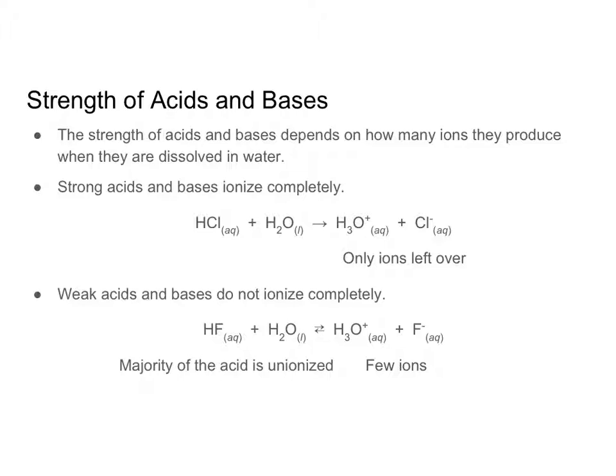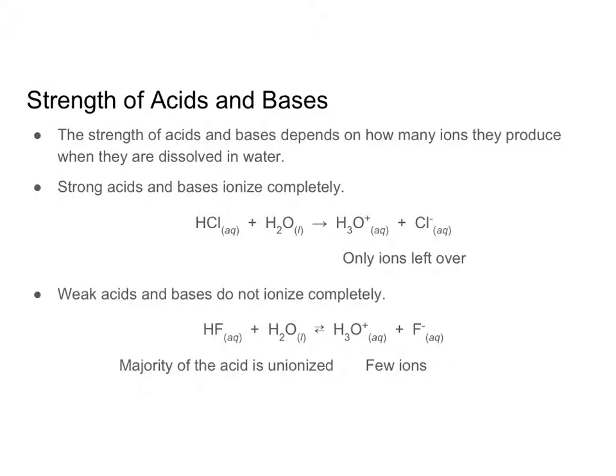Yesterday, we briefly discussed the idea of acid and base strengths in our POGL, but we need to make sure that we understand it in greater detail. So the strength of acids and bases depends on how many ions they produce when they are dissolved in water. So here's an example of hydrochloric acid being dissolved in water, and it's producing only ions. The only ions that are produced are the H3O+ and the Cl-.